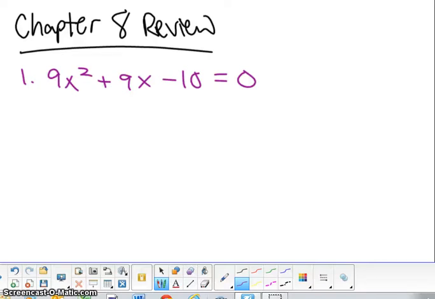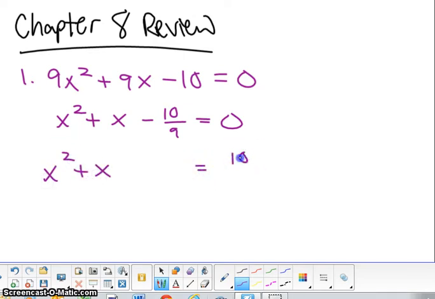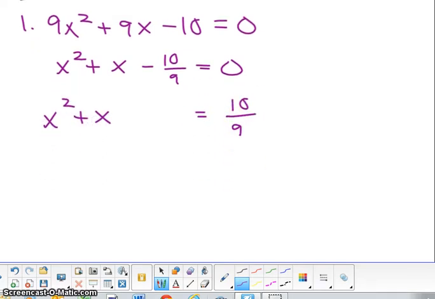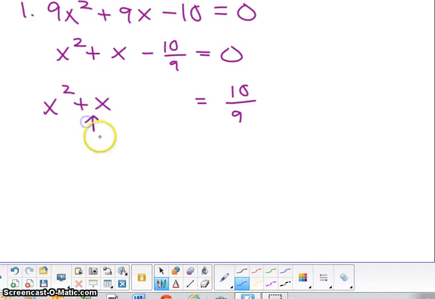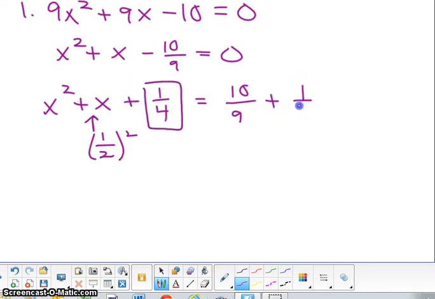So if you could start the first one by completing the square, and you're going to divide everything by 9. So that's going to leave you with x squared plus x minus 10 over 9. The constant we are going to add to both sides, so that's going to give us a 10/9. And then we're going to complete the square, which a leading coefficient of 1 is going to be divided by 2, and that's just going to be squared, which makes us add a 1/4 on both sides.